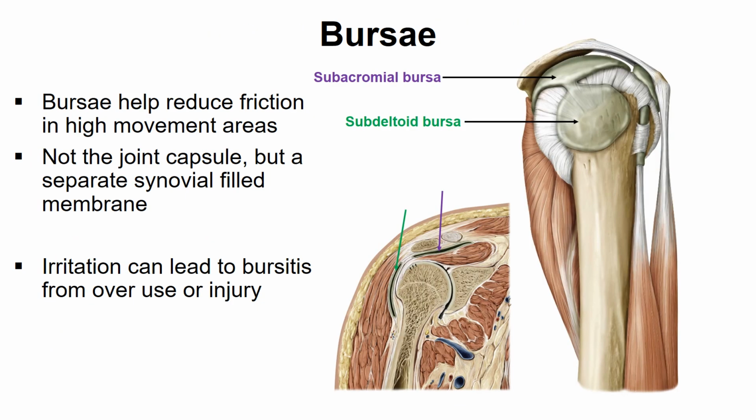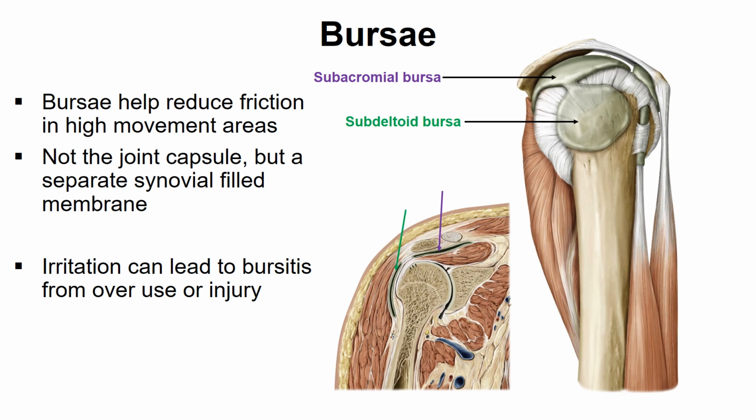Now, because there is so much movement at the shoulder, we use these things called bursae to prevent friction and help reduce damage, basically. So bursae are just synovial filled membranes that sit in these high traffic areas. The two that we're going to talk about for the shoulder are the subacromial and the subdeltoid.